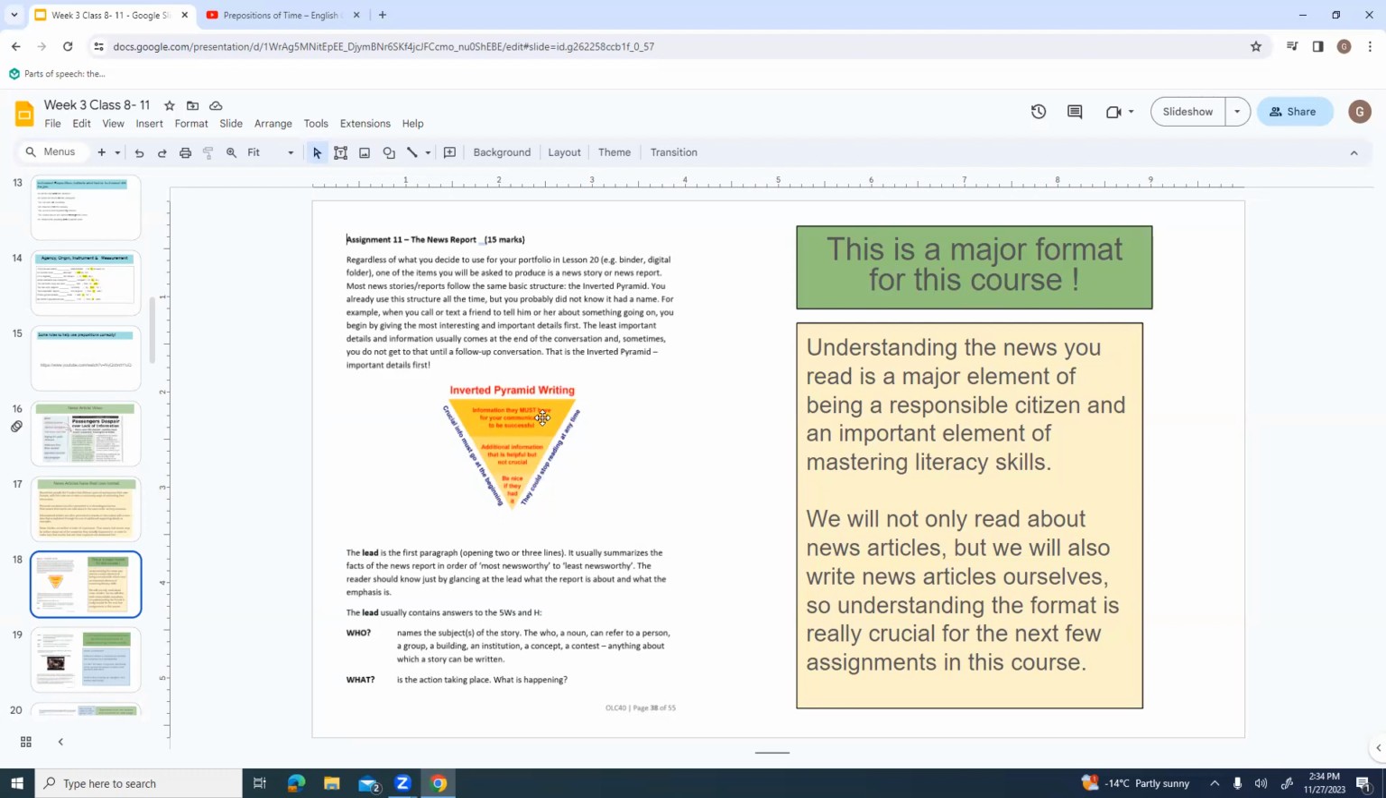And the lead usually contains answers to the 5 W's and the H, which we're going to talk about in a second. But I just want you to know this is a major format for the course. The news report goes on for at least the next 3 assignments, I believe. And we come back to it later on again in the course. So understanding the news that you read is a really major element in being a responsible citizen, being able to vote. It's also considered a really important element in mastering literacy skills.